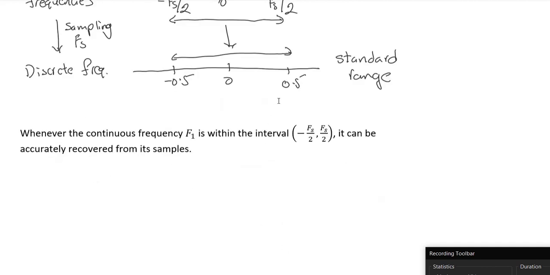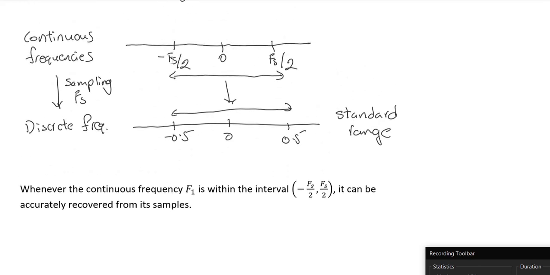From the above discussion, we can say the following. Whenever the continuous frequency F1 is within the interval minus Fs over 2 to Fs over 2, where Fs is the sampling rate, it can be accurately recovered from its samples because the resulting discrete frequency will be in the standard range, and we know how to map from the standard range back to continuous frequencies in minus Fs over 2 to Fs over 2.